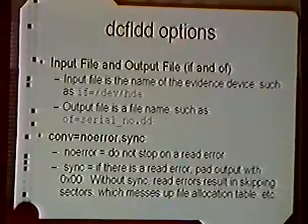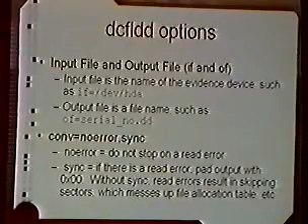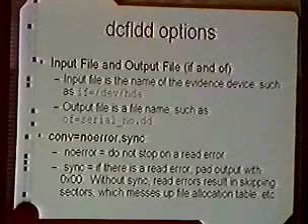You actually could use DCFLDD or DD or anything to make an exact copy of a drive, copying from one to the other; just specify another device name here. But again, that doesn't really help us all that much. We want to create a file because that's much easier to analyze. So you just create the output file.